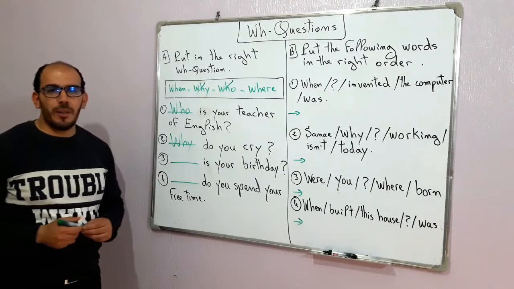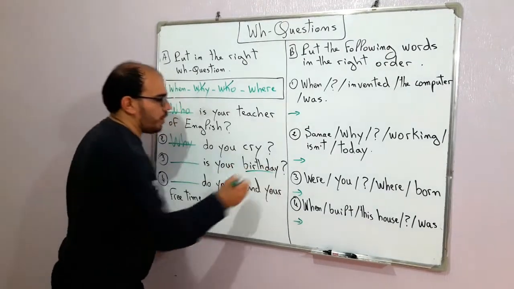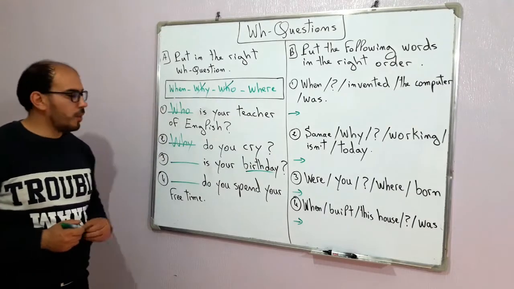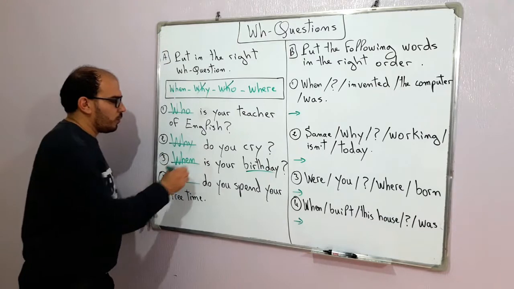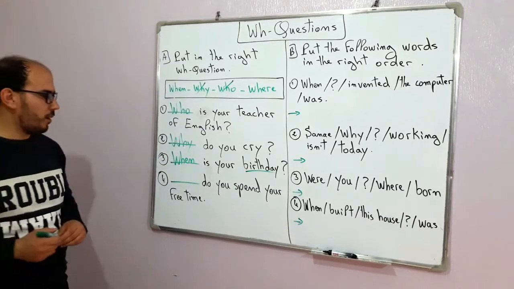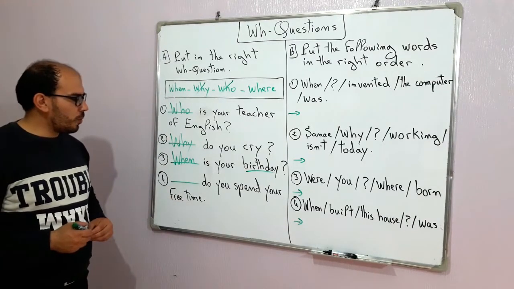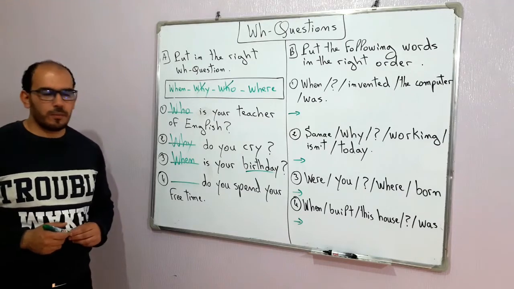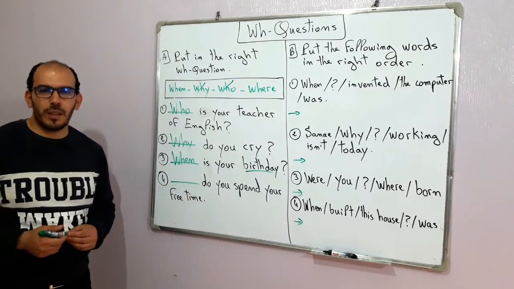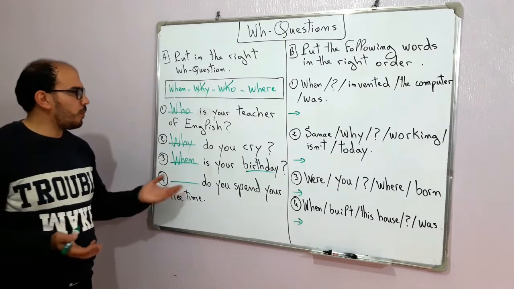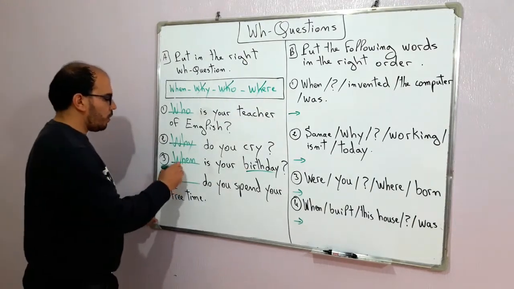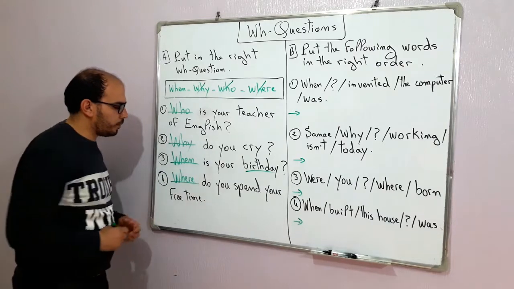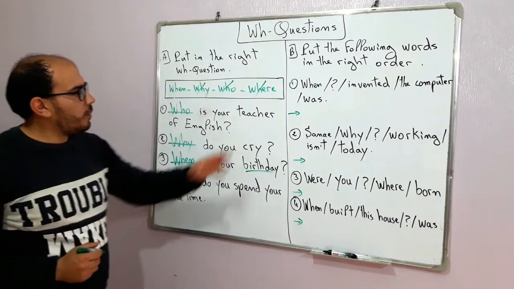Next is your birthday, and we know that birthday is linked to time. So that's why in this case we have to use when. When is your birthday? Do you spend your free time? Your free time, do you spend your free time? Where? The place. Where do you spend your free time? Okay, let's move to next.